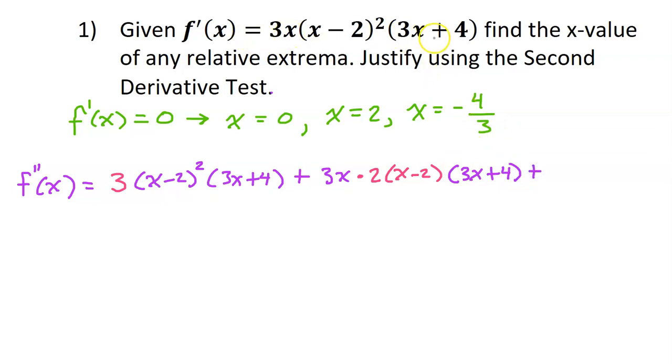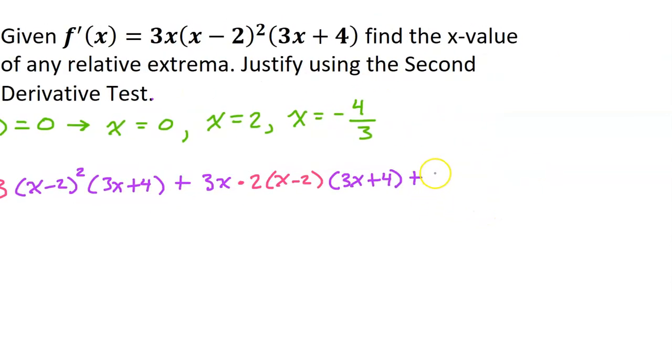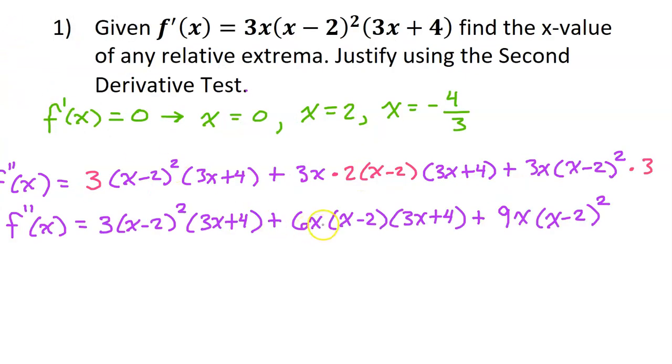The third time through, I leave the first two factors alone. So I have 3x times (x minus 2) squared. But I multiply by the derivative of the third factor, which is 3. I simplified a little bit by multiplying 3x times 2, and I got the 6x, and I multiplied this 3 times the 3x to make 9x.